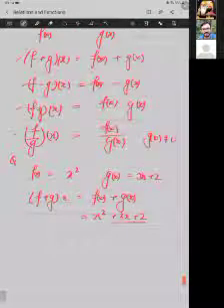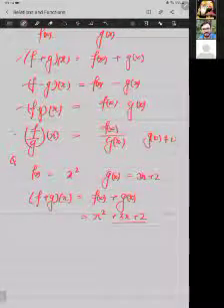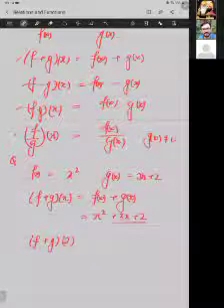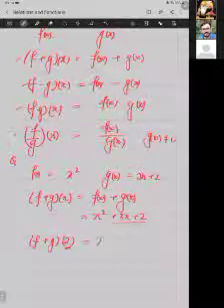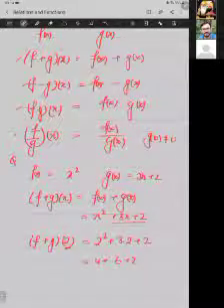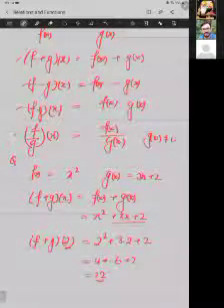If in case the question is asked, find the value of f plus g 2. This 2 indicates we need to put the value of x as 2. So it will be 2 square plus 3 into 2 plus 2, so it will be 4 plus 6 plus 2. So the result will be 12. If asked like this, then we need to see these things.